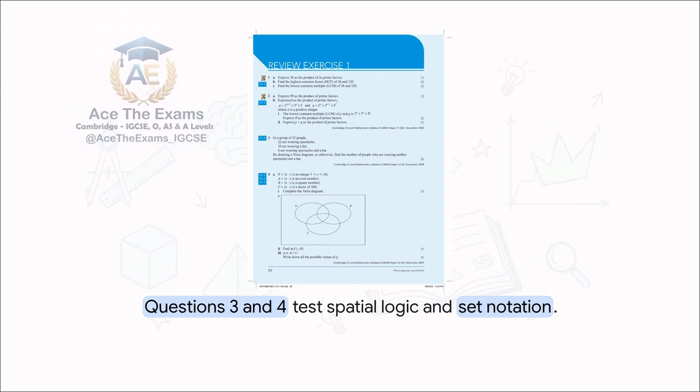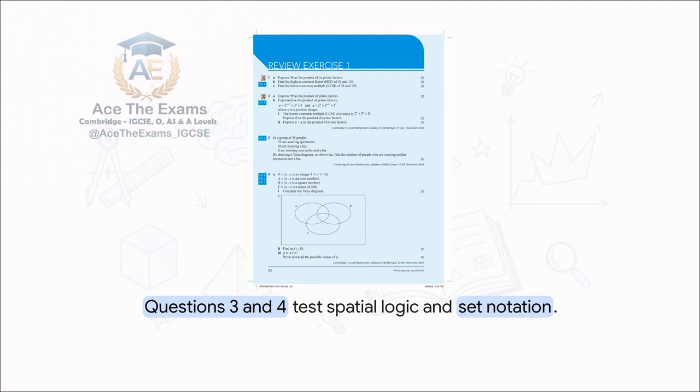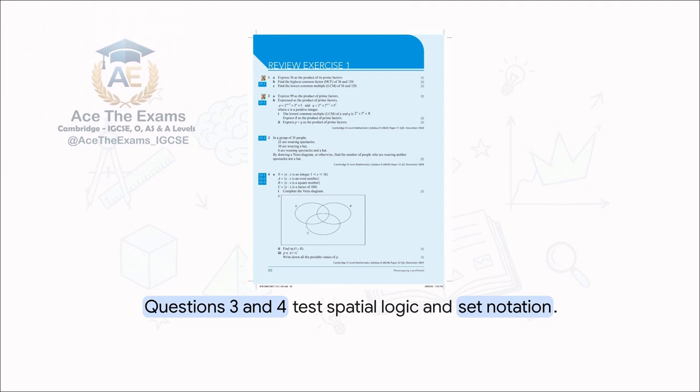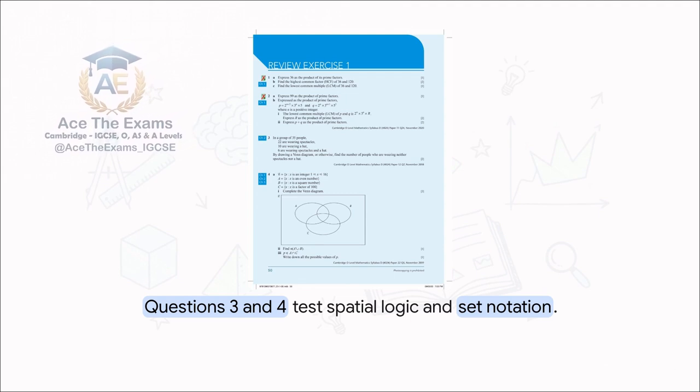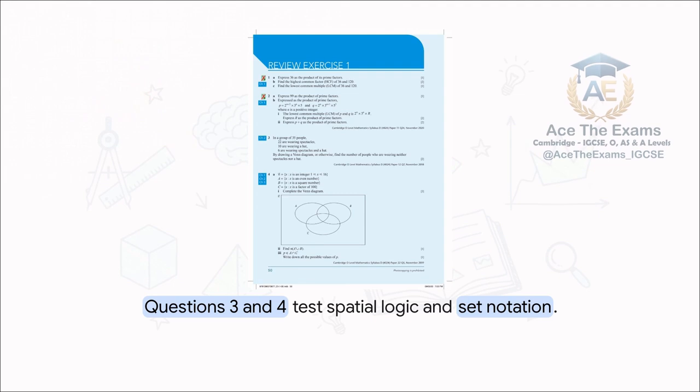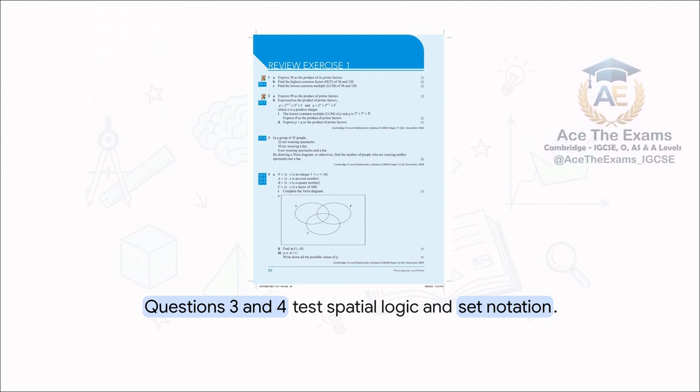Now add them all up. 16 plus 6 plus 4 equals 26. But wait, the question stated the group has 35 people. So 35 total minus the 26 we accounted for leaves 9 people wearing neither. They sit outside the circles. By physically drawing it, the logic becomes completely undeniable.